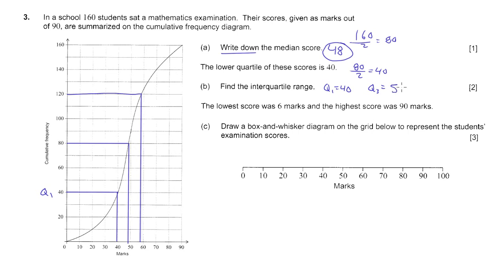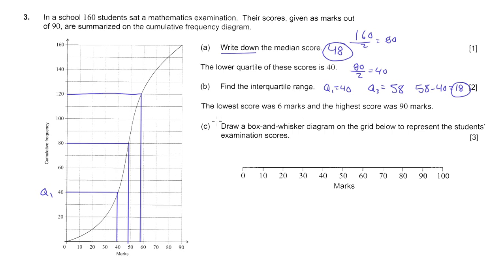We're going to go with 58. Okay, so the interquartile range, remember you have to subtract those two. So you subtract quartile 1 from quartile 3. So we do 58 minus 40. Gives us 18 as our interquartile range.